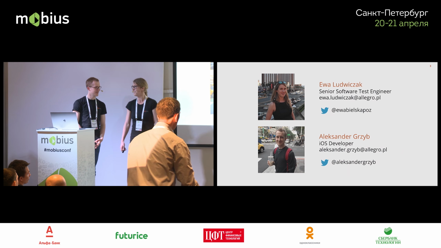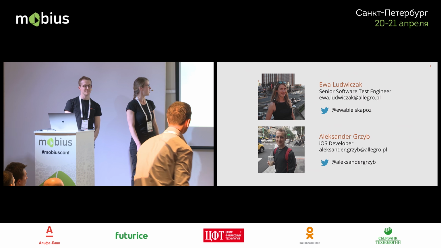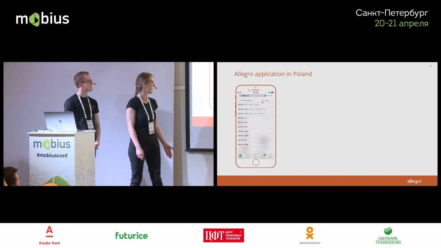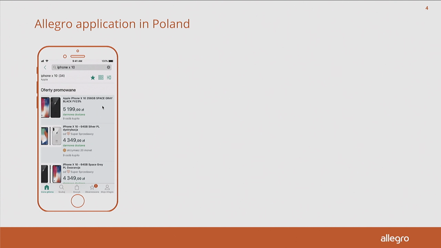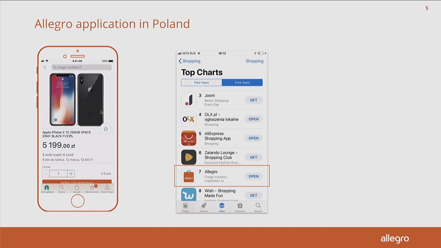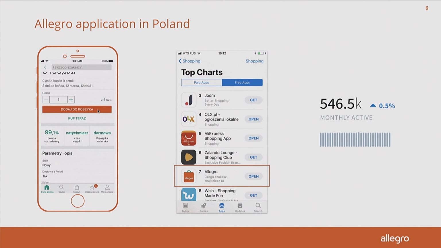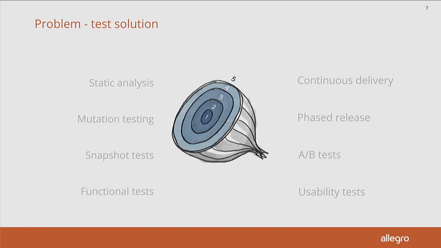So I'm Ewa. I'm Aleksander. We work in the same company, on the same project, which is the Allegro application. It's like an e-commerce app like Amazon or eBay, but it's in Poland. It's an app where you can search, buy, and purchase goods. Right now we are in the top 7 in the shopping category in the Polish App Store, and we have around 500,000 unique users per month.